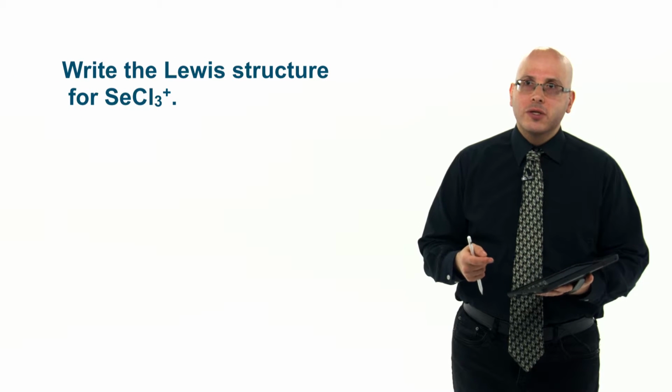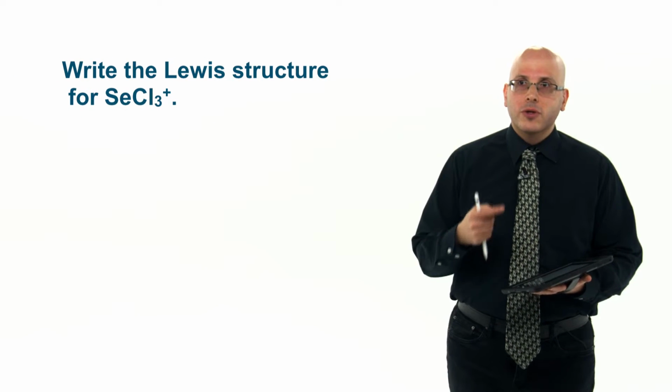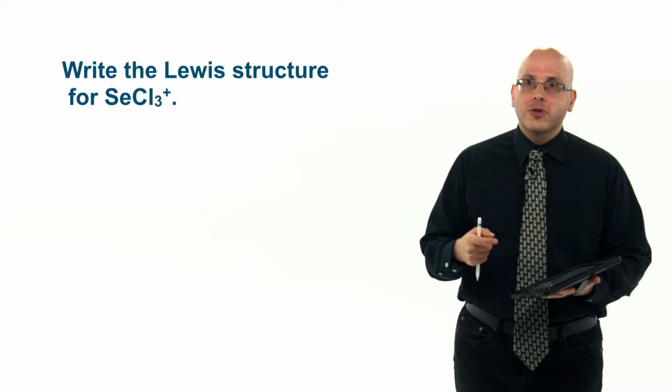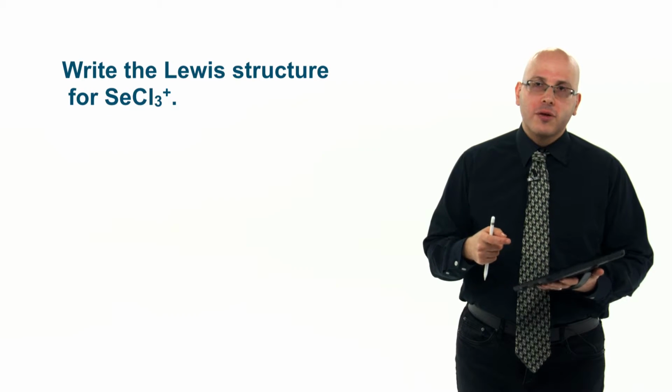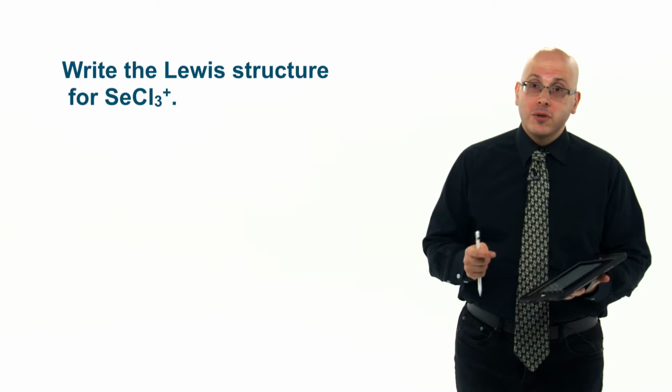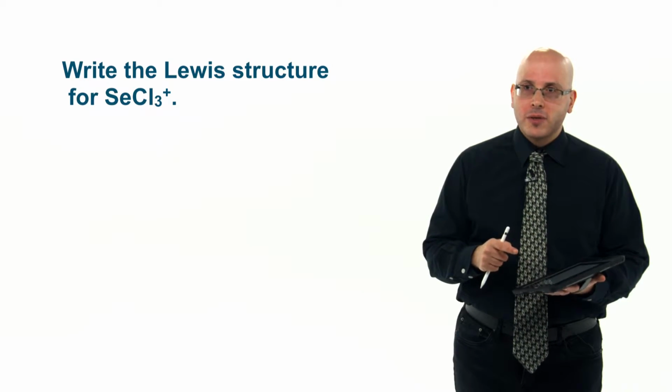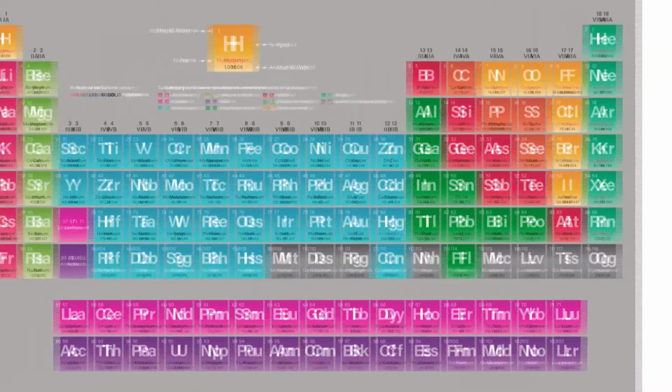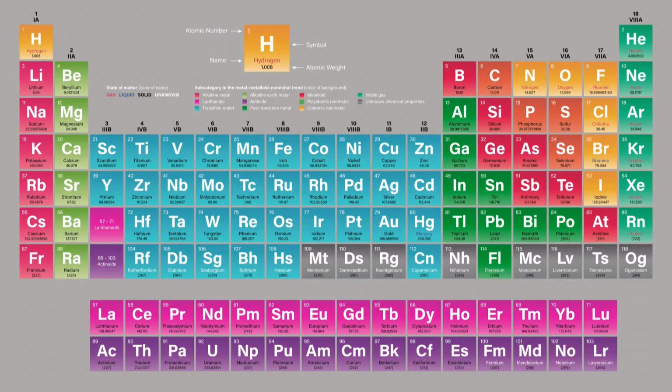Okay, let's look at this question related to Lewis structures. So the question is to draw the Lewis structure for SeCl3+. To do this, it would help if I had a periodic table, which I happen to have right here. So let's take a look at it.